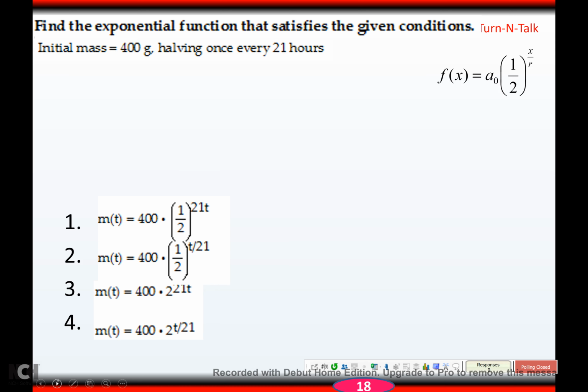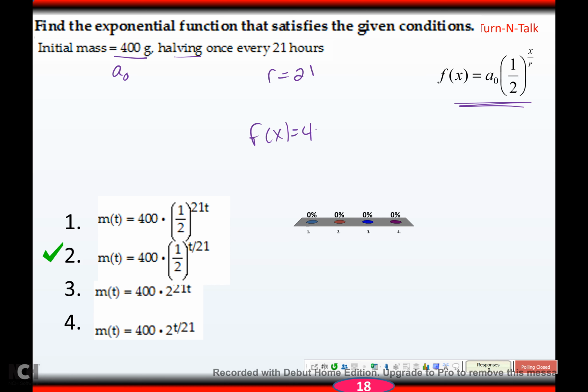Okay, do this one. You're halving, so there's your formula. Hit pause, come back when you're ready, and hopefully you got 2. All right, if you didn't, here we go. We've got an initial mass, so there's my a sub naught. And it's halving every 21 hours, so r is 21. You plug them in, and your function is the initial population, my base is a half because it's halving, and it's x over 21, or t over 21, I use t.